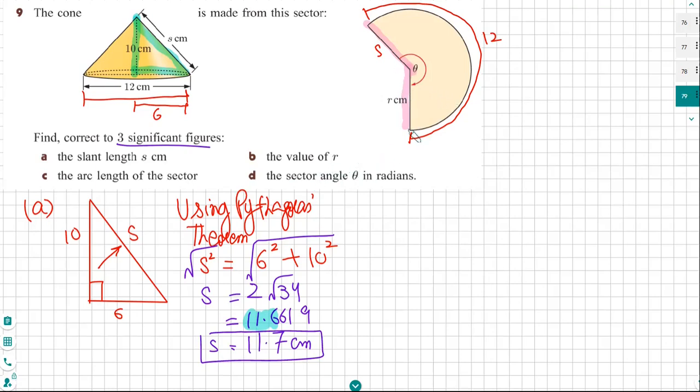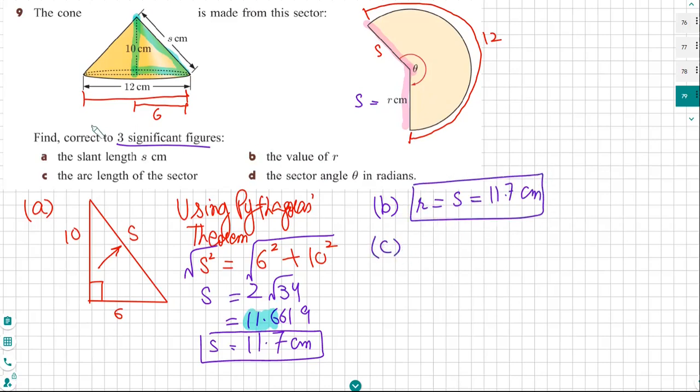Part B, the value of R. So what is R here? R is exactly equal to S, right? Yeah. R is exactly equal to S. We have that. So it will be 11.7 as well, right?